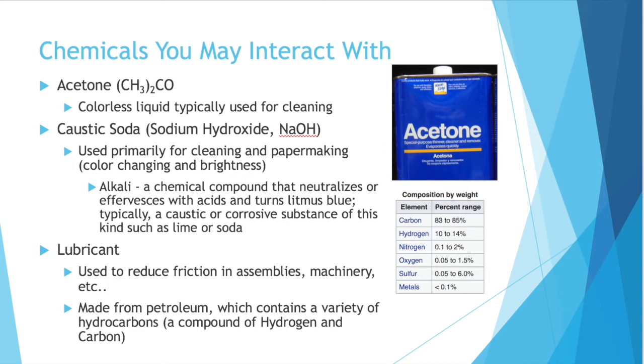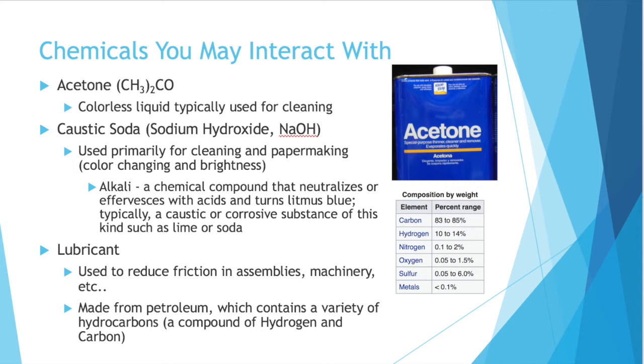And finally, a chemical that's very common in industry, lubricants. Used to reduce friction in assemblies, machinery, so many uses for lubricants. Lubricants are typically made from petroleum, which contains a variety of hydrocarbons, a compound of hydrogen and carbon.